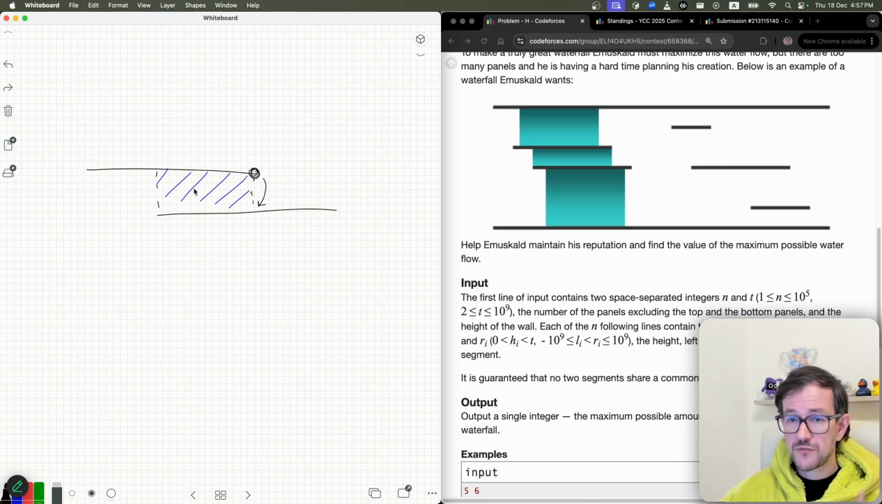To check if this region is empty, I will remember for each x coordinate the maximal point I have in this x coordinate.